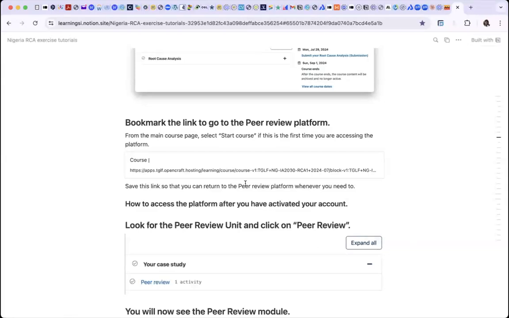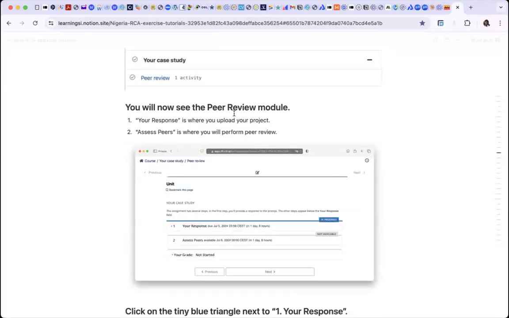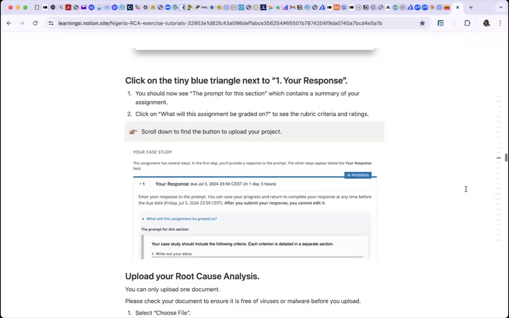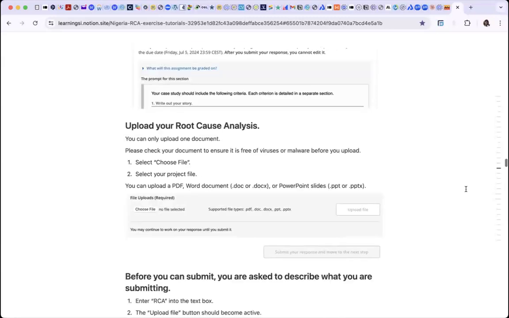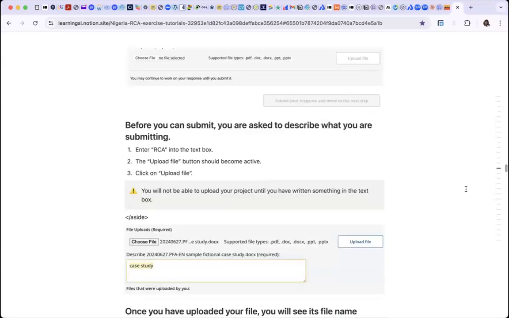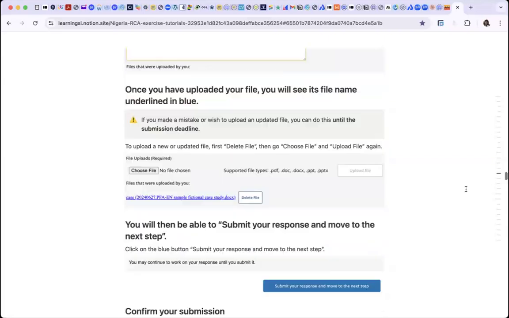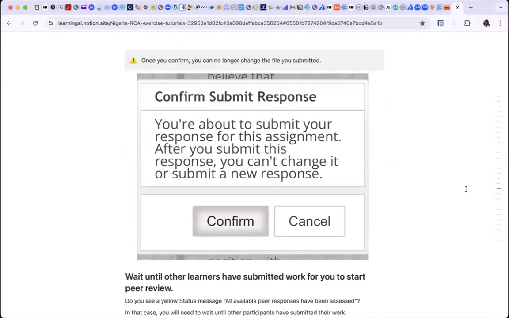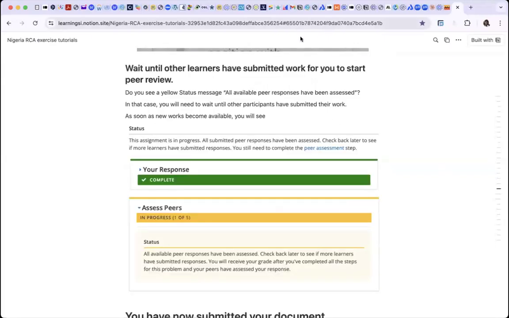You have instructions on how to access the platform. After you have created your account, you see the peer review activity, and you'll also be able to see the peer review module. If you have finished your root cause analysis, take the time to go through this tutorial. You can also watch the YouTube video and follow the instructions step by step so that you can submit. If you have any challenges, send us a message on Telegram and show up tomorrow for the peer support session, and we'll be there to help you.